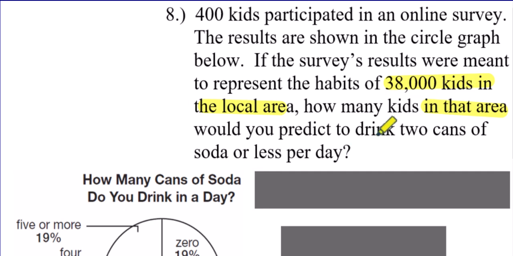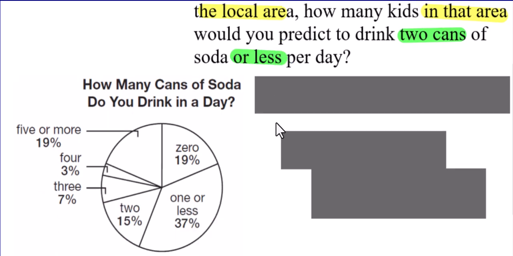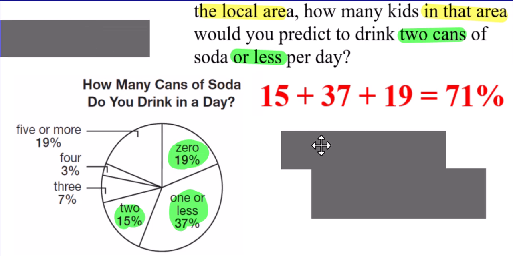So words matter. Okay, speaking of words mattering, it says 2 cans or less. So we not only need this, we need this and this, because all of those would count as 2 or less. 0 is less. 1 or less is less. You're like, why does this say 1 or less? Maybe somebody's drinking a half of a can of soda, a partial can of soda, which could be possible. Okay, so if I take those numbers and I add them together, I will get 71%.